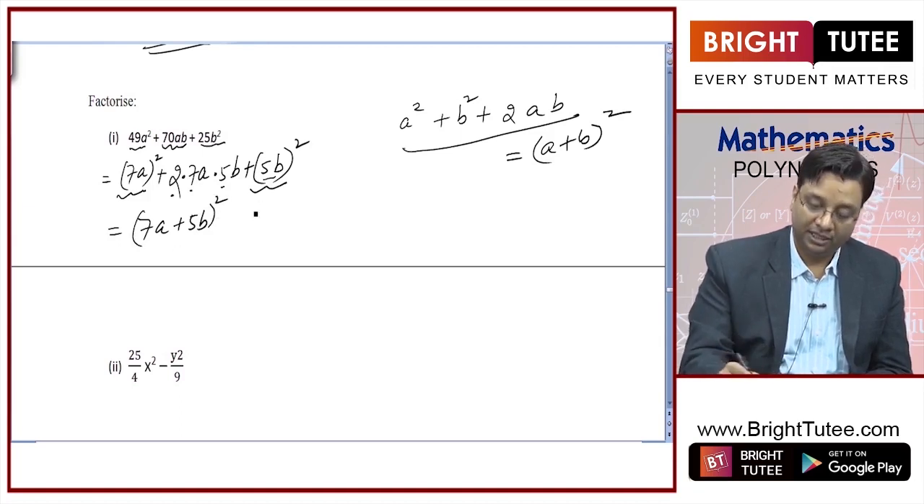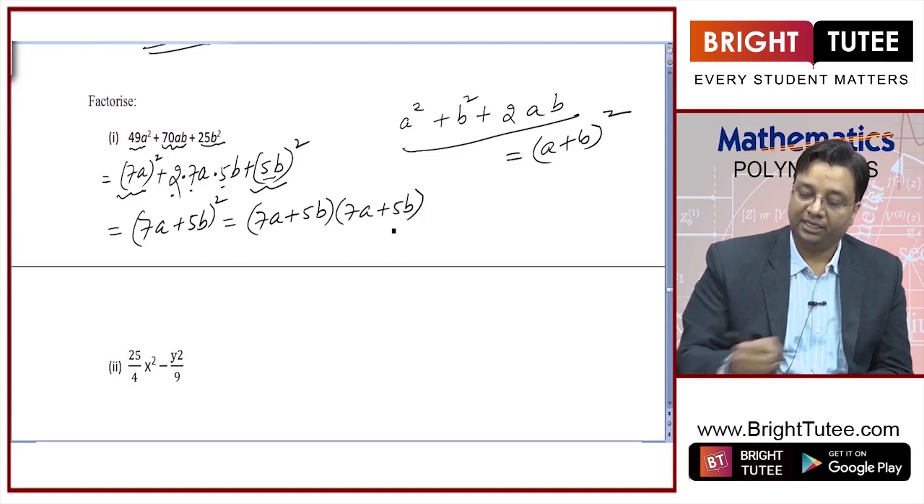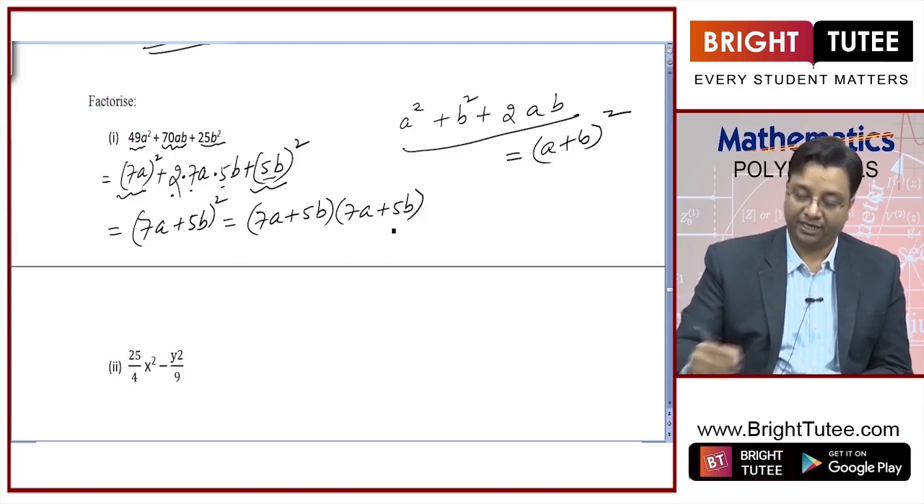This is equal to this. Now to factorize, I can write it as a product of two linear factors, (7a + 5b) into (7a + 5b) again.